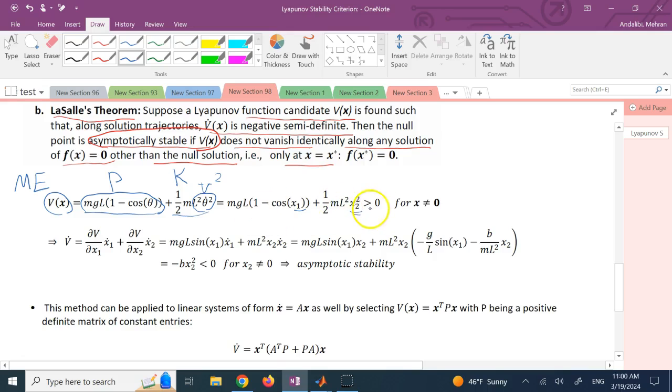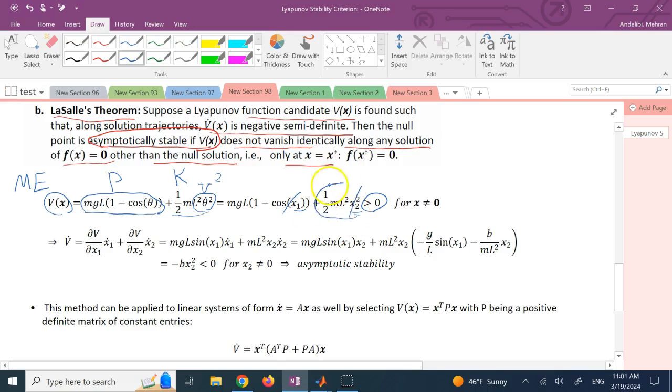Clearly, this function is always bigger than 0 if x is not equal to 0. And by x, I mean the total x vector. Now, if the x vector is 0, which means x1 and x2 are both 0, then this term is 0, and cosine of 0 is 1, so this term is 0, and the whole thing becomes 0. So this function is only 0 when both x1 and x2 are 0. Other than that, it's always positive.